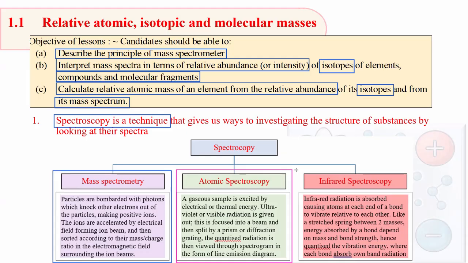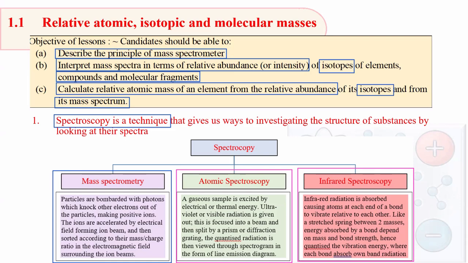And the last type of the spectroscopy, which is not covered in STPM syllabus, is also known as infrared spectroscopy, where infrared radiation is absorbed, causing atoms at each end of a bond to vibrate relative to each other, like a stretched spring between 2 masses. Energy absorbed by bonds depend on the mass and the bond strength. Hence, quantized vibration energy where each bond absorbs one band of radiation.